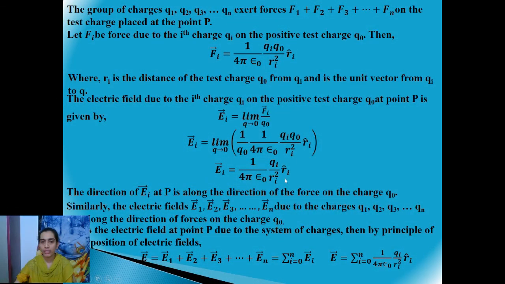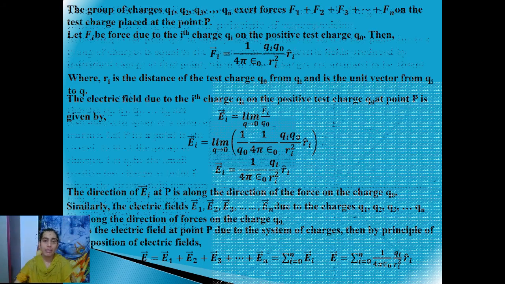So on substituting the value of ei cap in this equation, the final term, that is the electric field due to the system of charges, can be given by vector E equals summation of i equals 0 to n, 1 over 4 pi epsilon naught, qi divided by ri square, into ri cap, where i will take the values of 0 to n, q will be the magnitude of the charge, and r cap will be the unit vector which will give the direction of this electric field. So this is how we will derive the electric field intensity or electric field strength due to system of charges.